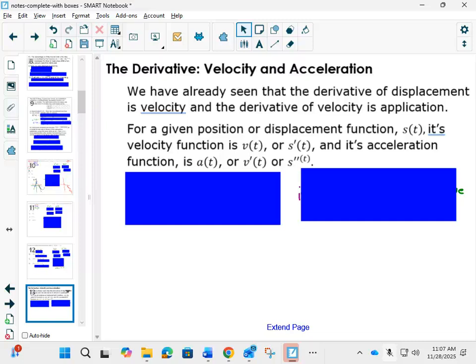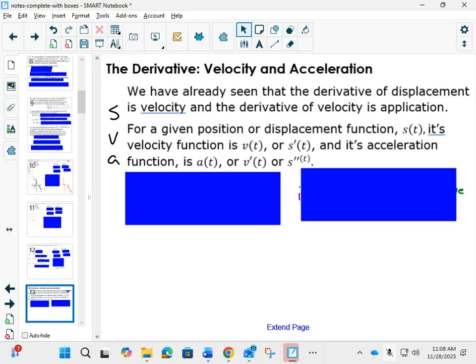Today we're going to be looking at kinematics again. Velocity and acceleration. You already learned that if you have a displacement formula and you find its derivative, you get a velocity formula. If you find the derivative of velocity, you get an acceleration formula.